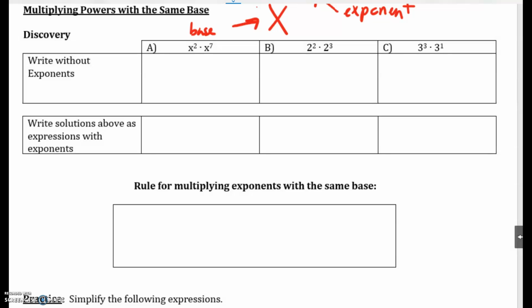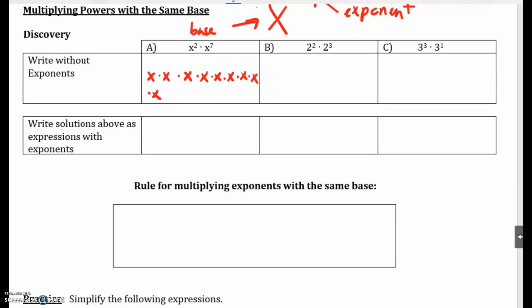All right, write without exponents. So let's just make sure we understand what an exponent does. An exponent is repeat multiplication. So if you see x squared, that's the same thing as x times x. If you see x to the 7th, that's the same thing, but x times itself 7 times. 1, 2, 3, 4, 5, 6, 7. Okay, so the problem that we have in A could be written as x times x times x times x times x all the way out to 7 times.